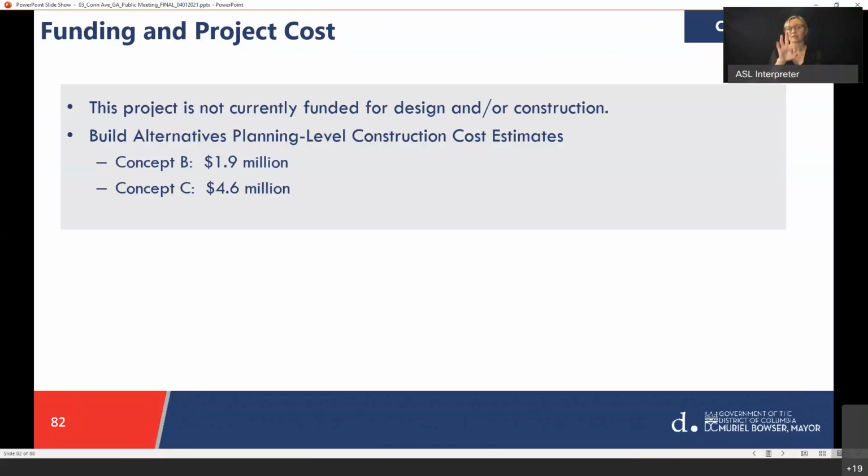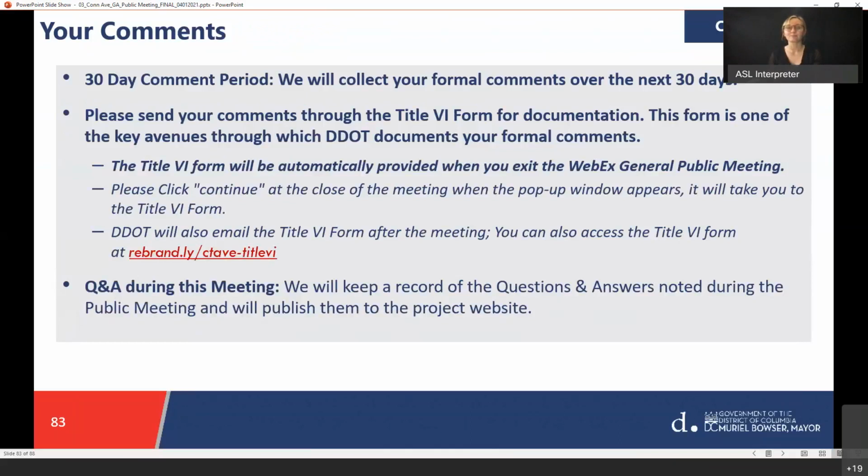Your comments: we will collect your formal comments over the next 30 days. Please send your comments through the Title VI form for documentation. This form is one of the key avenues through which DDOT documents your formal comments. The Title VI form will be automatically provided to you when you exit the WebEx public meeting. Click continue at the close of the meeting when you see the pop-up. It will take you to the Title VI form. DDOT will also email you the Title VI form for those of you on our distribution list. You can also access the form using the link we have in red.